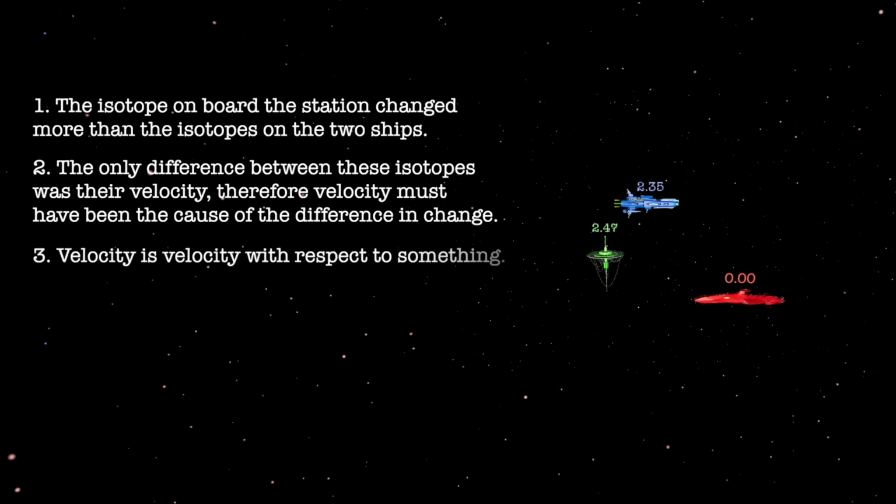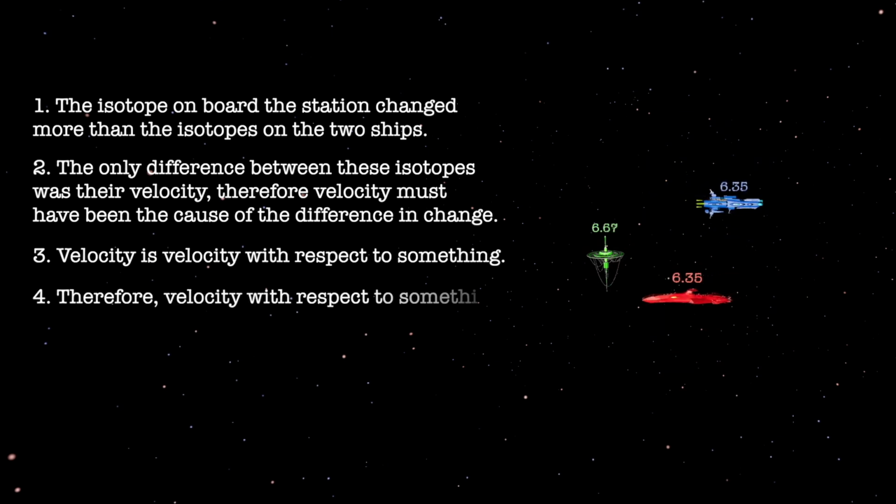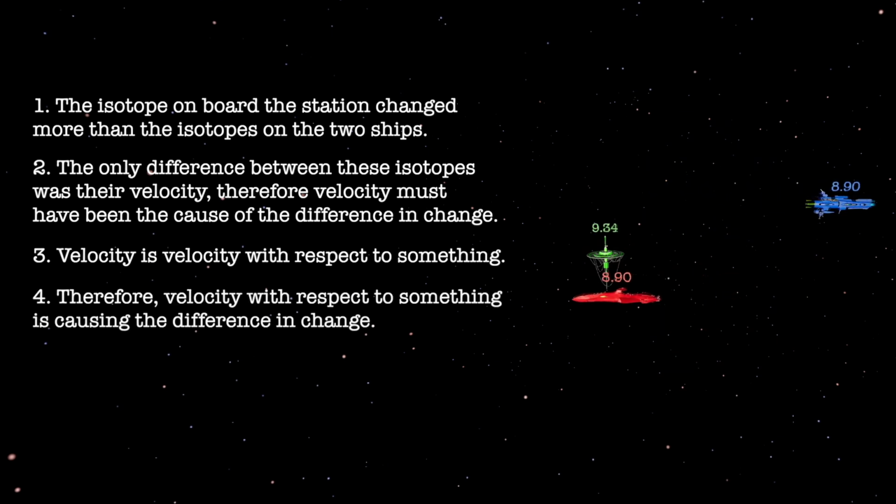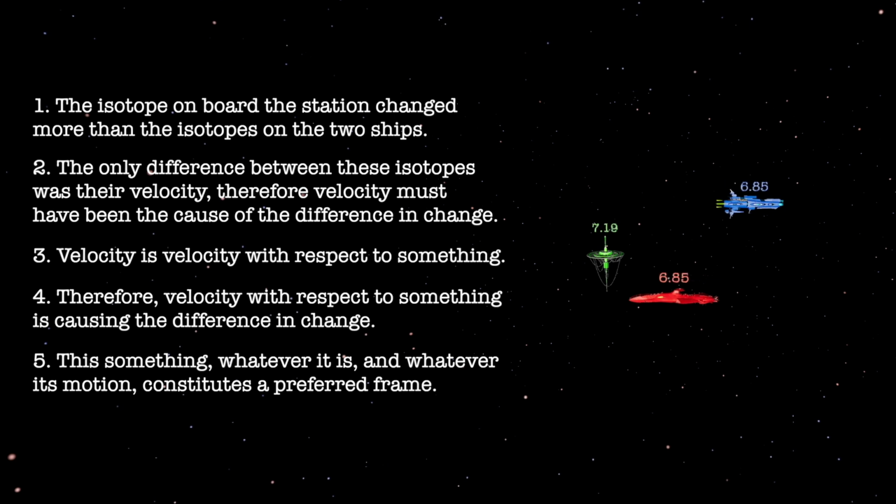Number three, velocity is velocity with respect to something. Number four, therefore, velocity with respect to something is causing the difference in the change. Number five, this something, whatever it is, and whatever its motion, constitutes a preferred frame. The equivalence of all frames of reference is a key principle of special relativity. By showing that there is a preferred frame, special relativity is disproven.